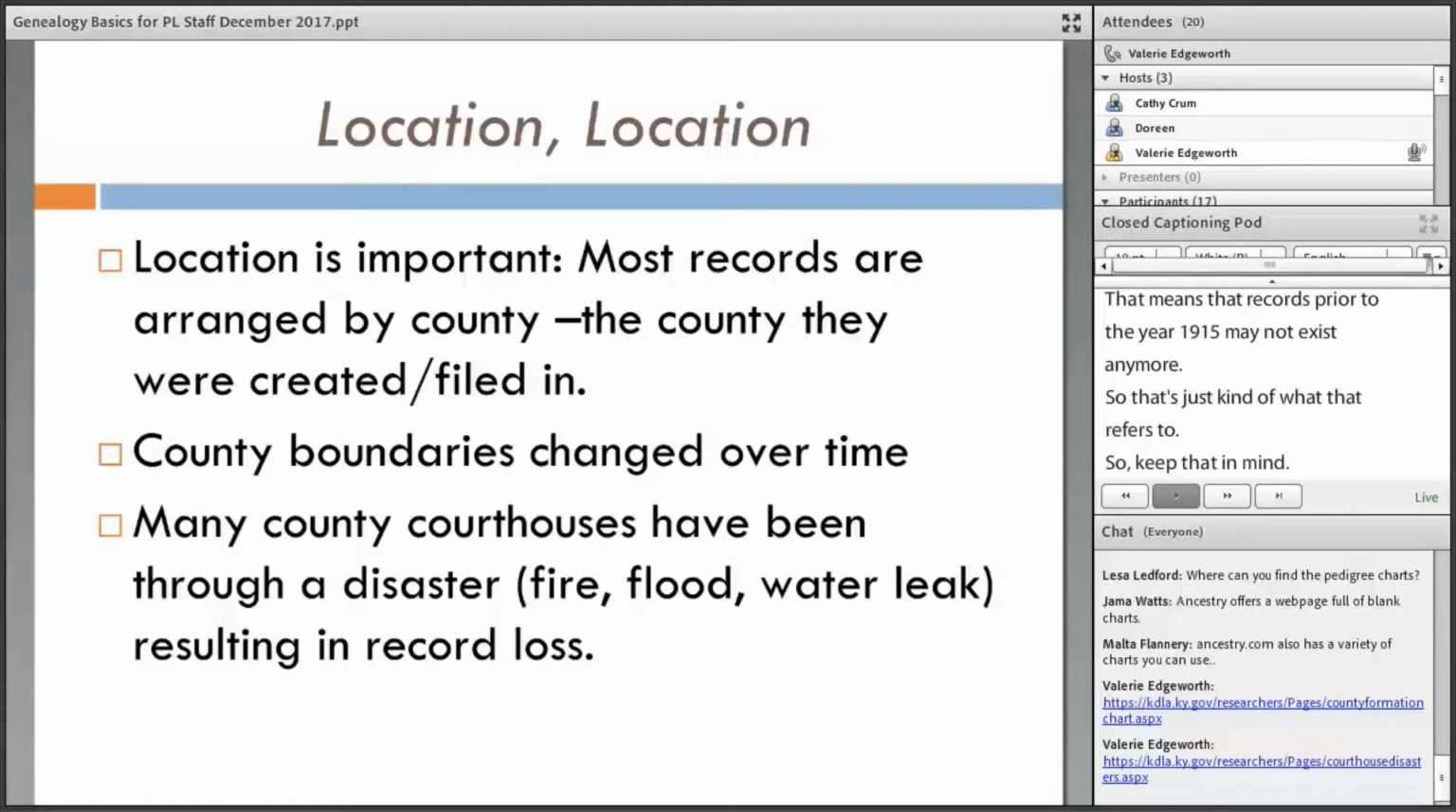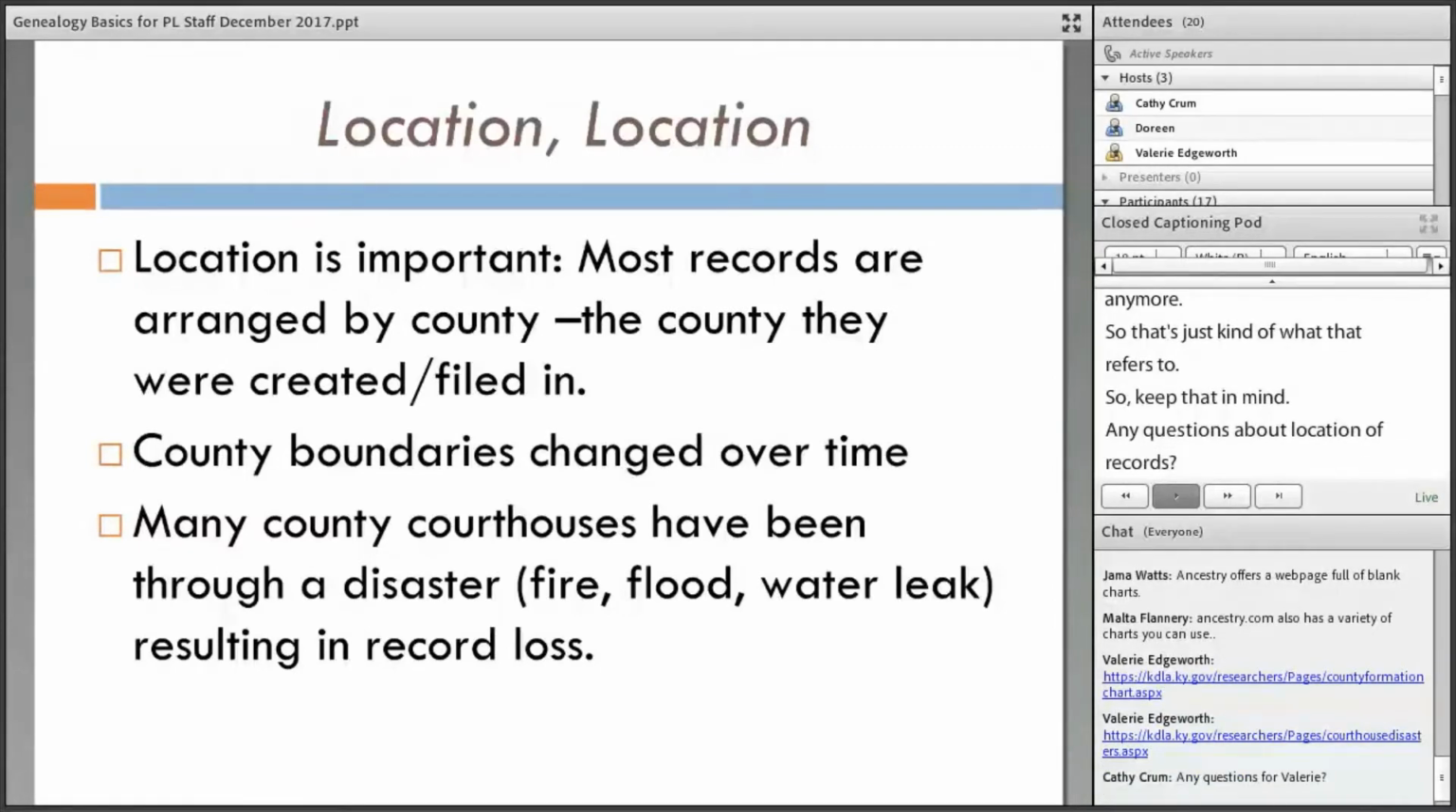Any questions about location of records or anything that I've talked about so far? I want to make sure everyone has a chance to ask any of their questions while we're here today.